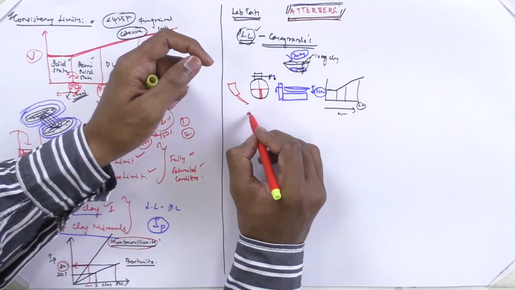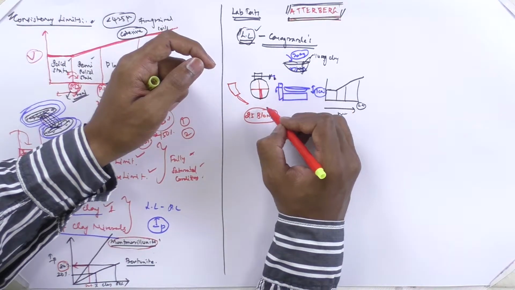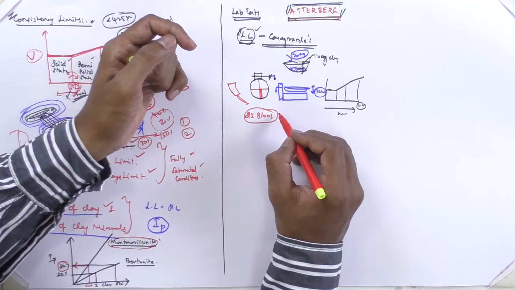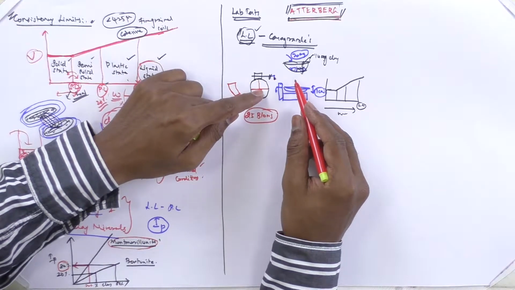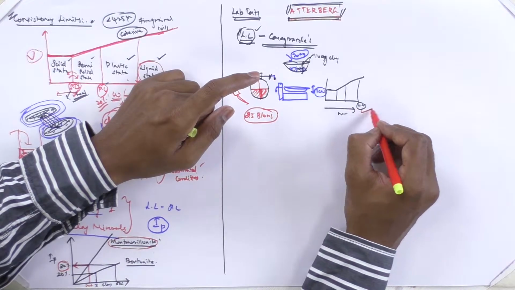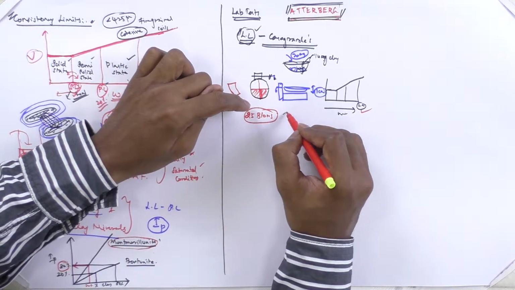If that happens at 25 blows, if you give one rotation, that represents one blow. If this touching happens at 25 blows, the respective moisture present in this soil sample is nothing but the liquid limit. So it cannot be achieved at the first trial. You have to do a lot of trials.